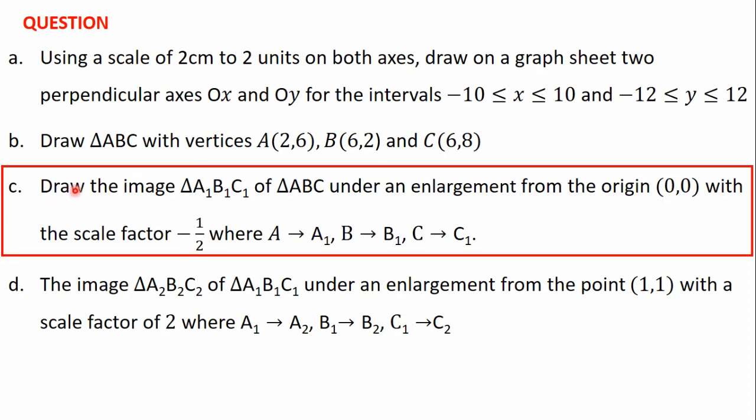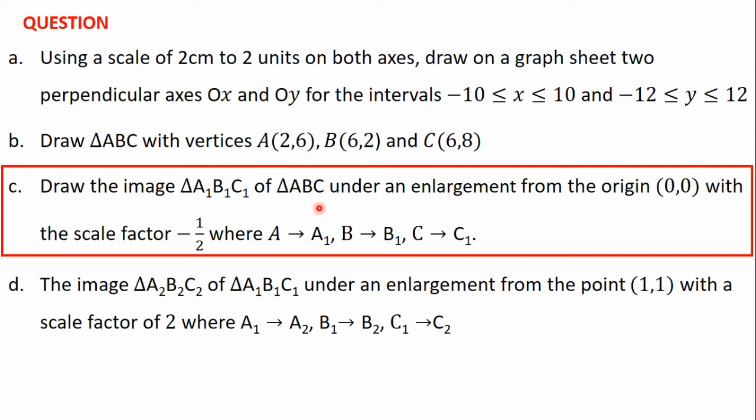It says that we should draw the image triangle A1, B1, C1 of triangle ABC under an enlargement from the origin with coordinates 0, 0 with the scale factor -half, where A maps to A1, B maps to B1, and C maps to C1. This means that we are going to enlarge the point A from the origin using a scale factor of -half to get A1. We will enlarge the point B from the origin using a scale factor of -half to get the point B1.